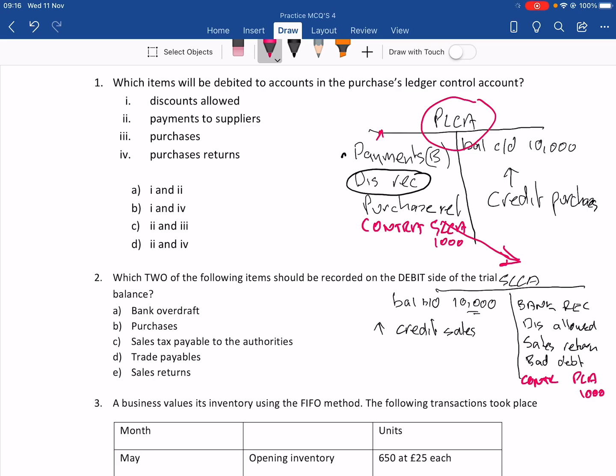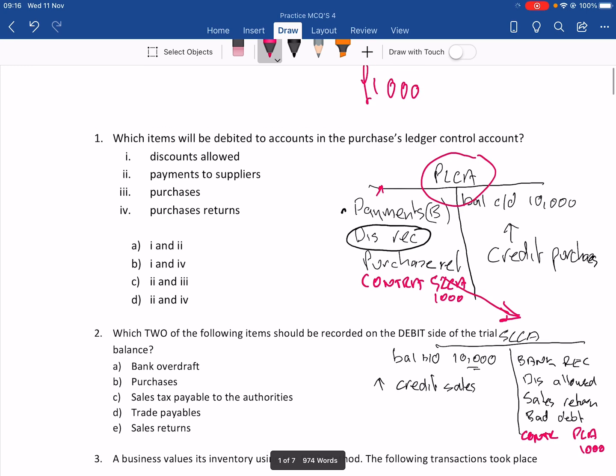Okay? So we'll go back to the question. This one is about the purchase ledger control account. And it said, which items will be debited to the purchase ledger control account? So discounts allowed? No, discounts allowed is something that we give our customers. Discounts received is what we get from our suppliers. Okay, so that's not one. So let's just rub that out.